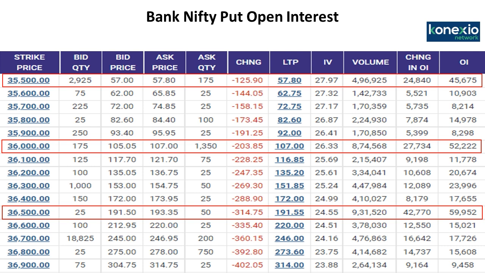Also, they have started writing out of the money puts. You can see there have been strong volumes in 36,000 as well as 36,500 puts. So it is clearly indicating that the trend is positive and the smart money is very much positive in Bank Nifty also. So again, looking at the chart patterns and the option analysis of Nifty and Bank Nifty, the strategy would remain buy on dips. The trend is positive, and the global trend is also positive.